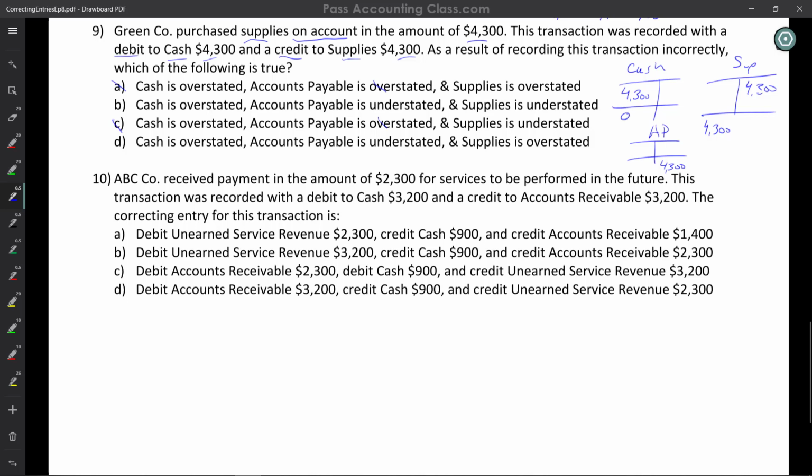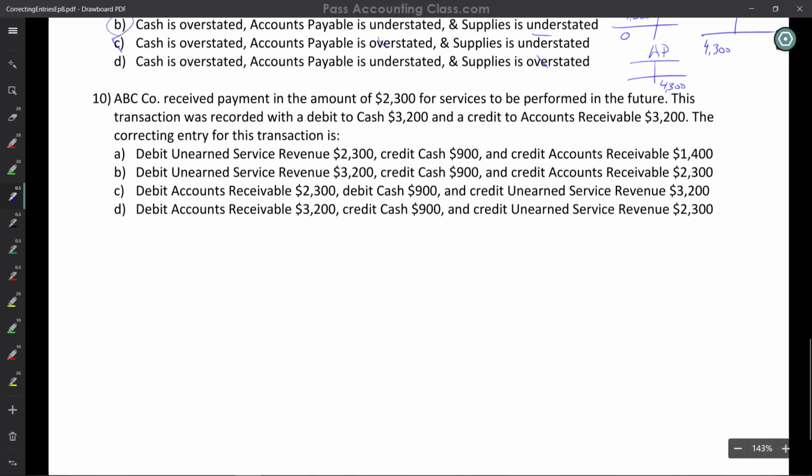And then we look at our supplies, and our supplies, again, it's an asset, and we recorded it as a credit, so that decreases the balance of our supplies account, and we should have recorded it as a debit, which would increase it. So that means that our supplies are understated. So it can't be D, which means it's got to be B. So the answer here is going to be B. Cash is overstated, accounts payable is understated, and supplies is understated.